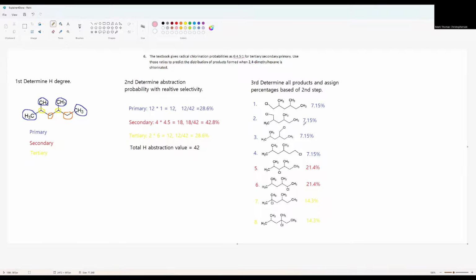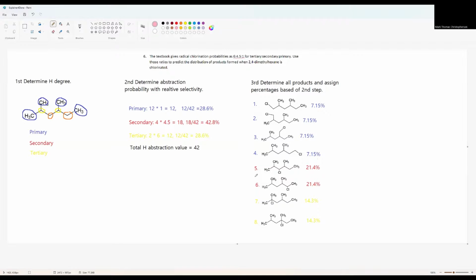So for the primaries, there's a 28.6% chance that a primary hydrogen will be selected. In this particular case, we have 4 different molecules that could be formed. So I would just divide 28.6 by 4, and that gives me 7.15. So there's a 7.15% chance that any one of these molecules will be formed.